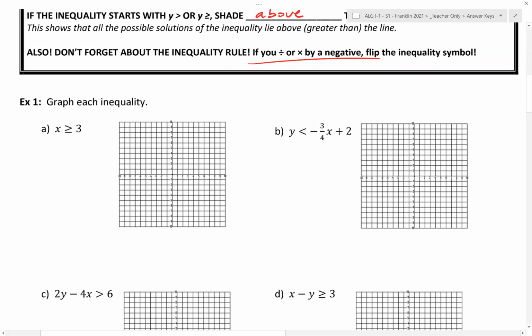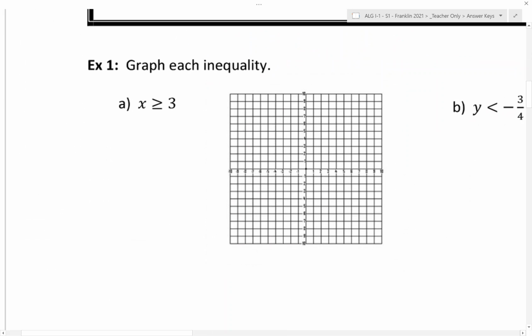All right, let's do some practice. So we're going to graph each inequality here. The first one we get to actually breaks the rules that we just set out, because this type that starts with x is the only kind that doesn't follow the same sort of above or below rules.